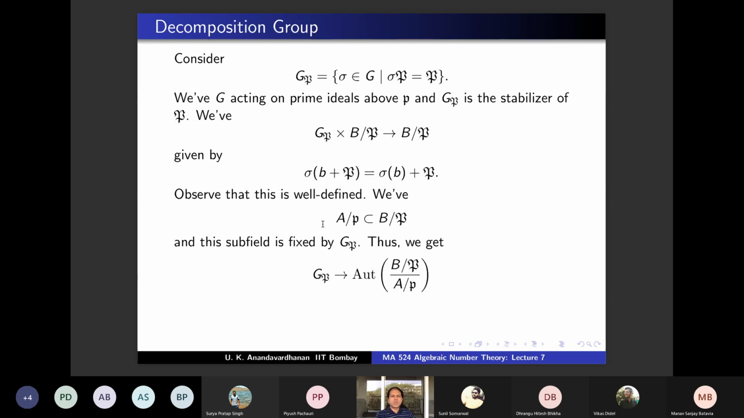So you are getting a map from G_P to the automorphisms of B/P over A/P. These are fields: B/P is a field, A/P is a field. I wrote Aut instead of Gal for Galois because you don't know separability, normality, etc. in general. And what is the map? Sigma goes to sigma bar, where sigma bar of b plus P is sigma b plus P. That's the natural map.